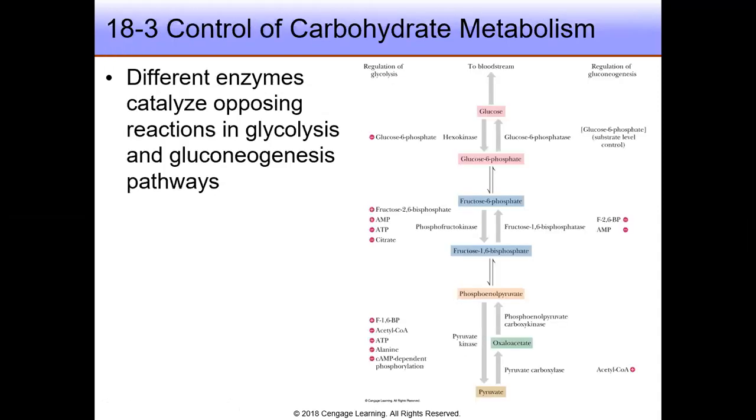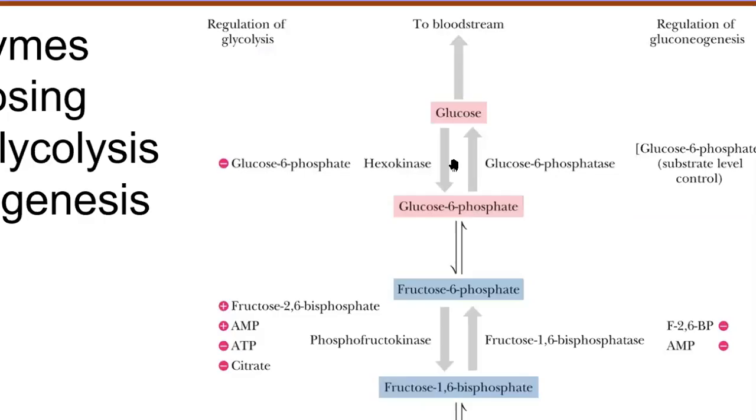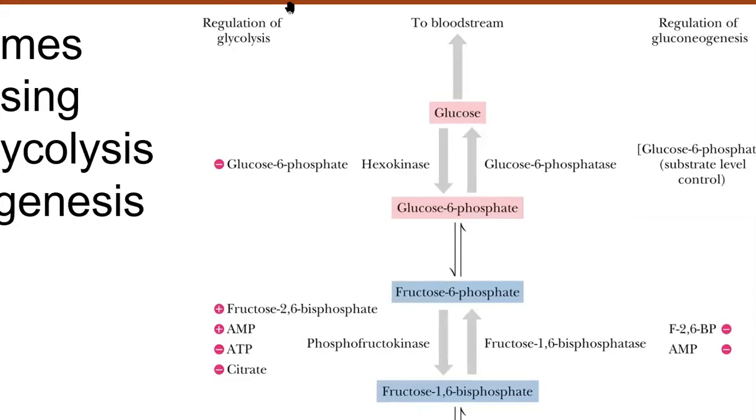Now, control of carbohydrate metabolism. Different enzymes catalyze opposing reactions in the glycolysis and gluconeogenesis pathways. If you look at this figure, which summarizes the various control points in both glycolysis and gluconeogenesis, let's look at them. Notice here on the left, this is regulation of glycolysis. Reaction number 1, catalyzed by hexokinase, is inhibited by its product, glucose 6-phosphate.